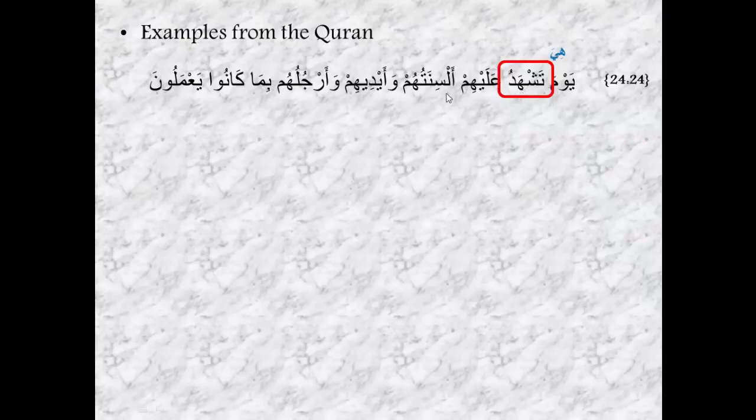Why is that the case? That's because tongues, hands, and feet, these are considered non-human plurals. So non-human plurals in Arabic are treated like feminine in terms of conjugation. They are given the feminine conjugation, feminine singular. So they're conjugated for hiya.